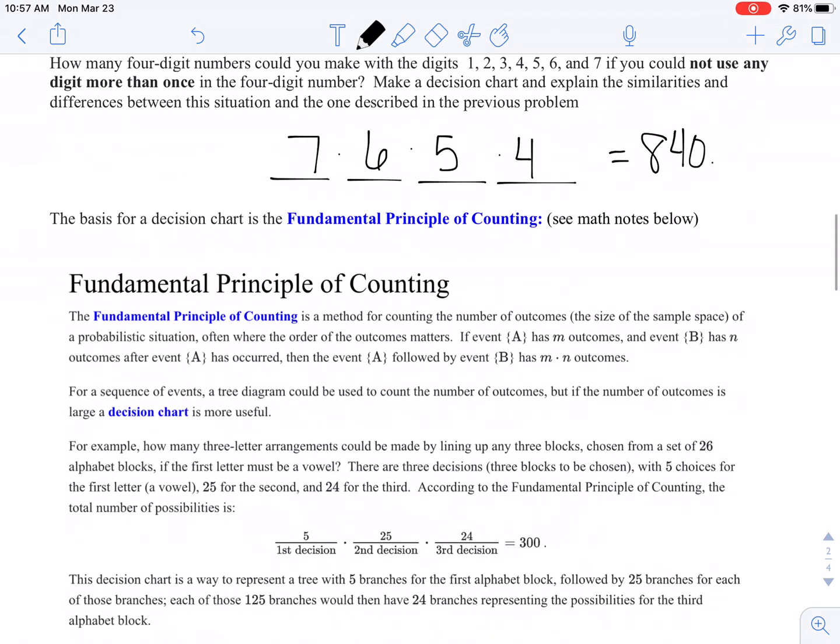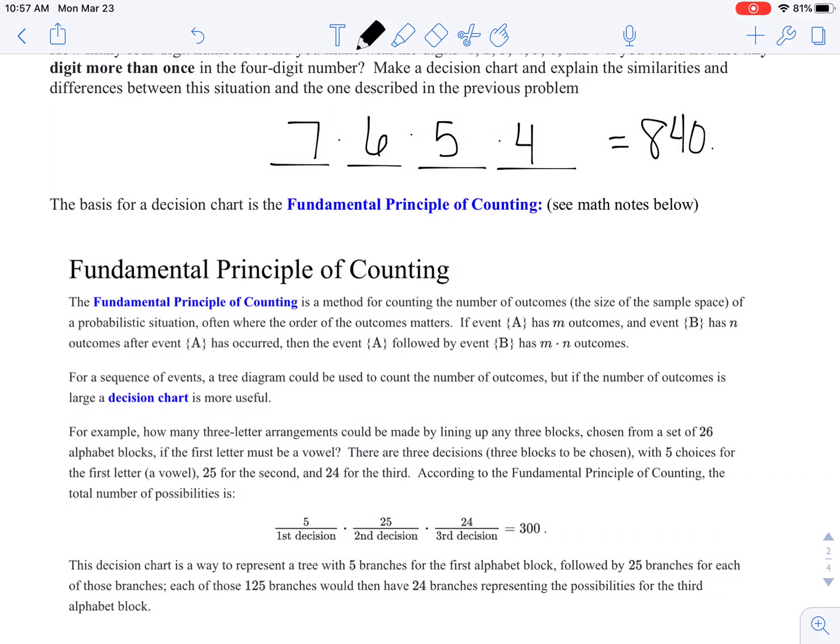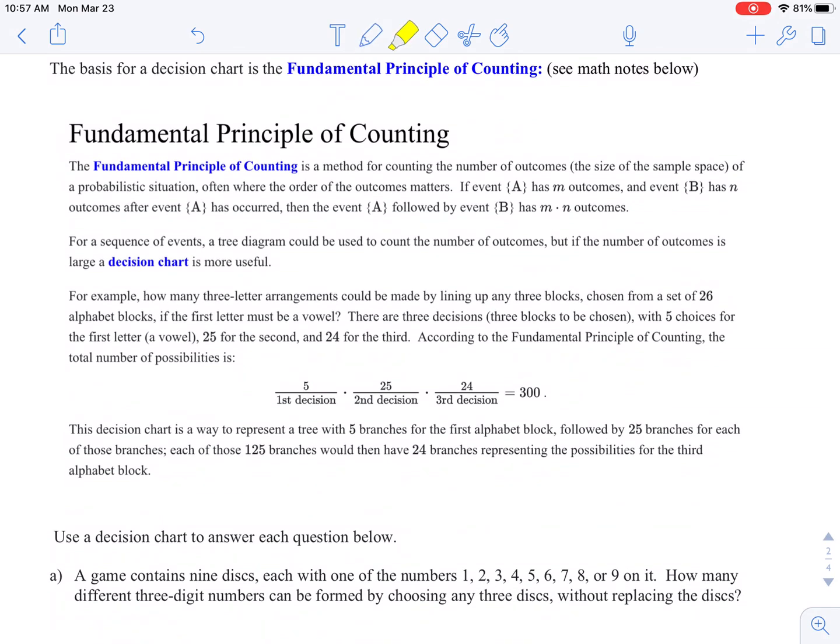The basis for a decision chart is called the fundamental principle of counting, and this just comes from your math notes from your text. The fundamental principle of counting is a method for counting the number of outcomes, often where order matters. If the first event has M outcomes and the second event has N outcomes after the first one, then the total number of outcomes for event A followed by event B is just M times N.